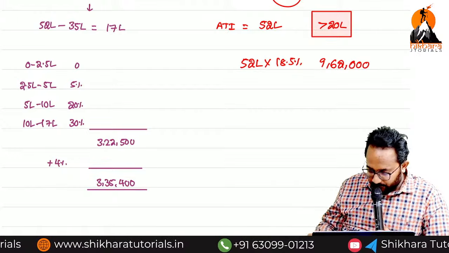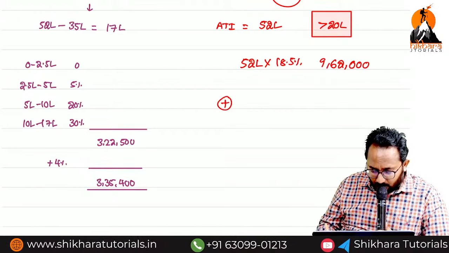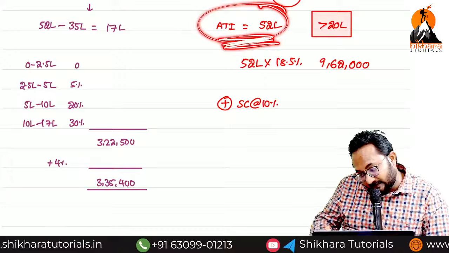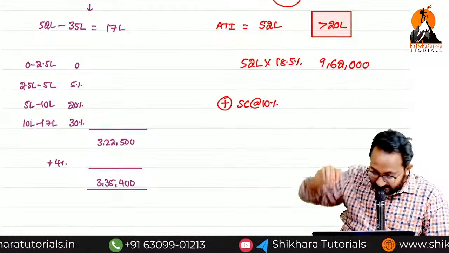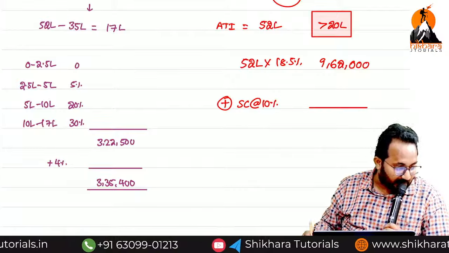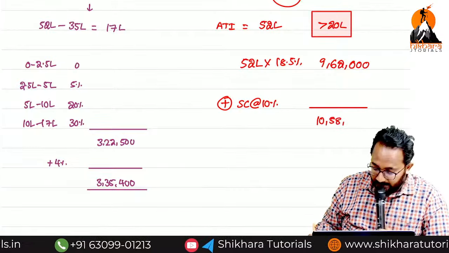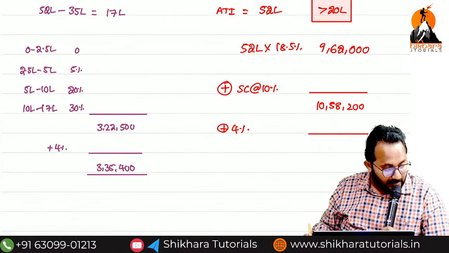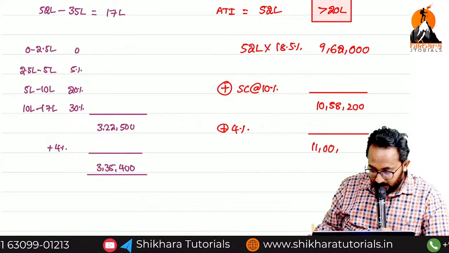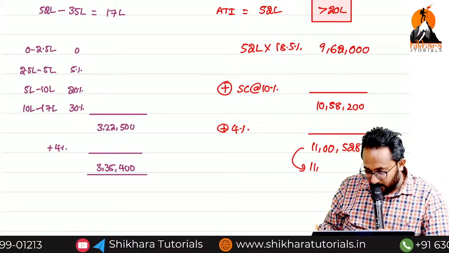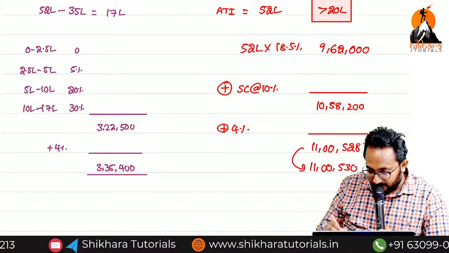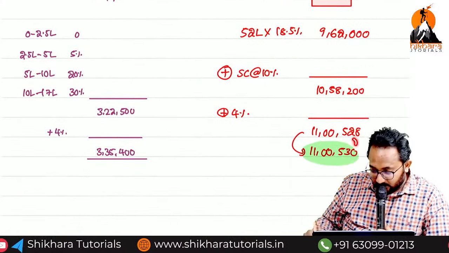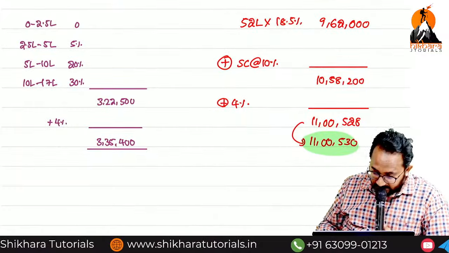If you calculate it, you will get 9,62,000. Now, plus surcharge you have to add at the rate of 10%. Why? This is deemed to be treated as total income of 52 lakh, which exceeds 50 lakh, so 10%. If you add the surcharge, you will get 10 lakh 58,200, and you have to add 4% health and education cess. Ultimately, you will get 11 lakh 528, which is rounded off to 11 lakh 530. Whichever is higher, this minimum you have to pay. So that's why the answer is 11 lakh 530.